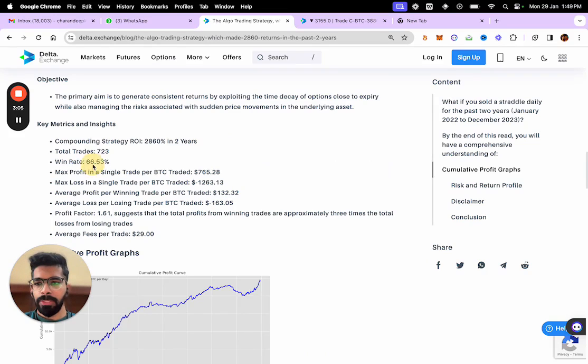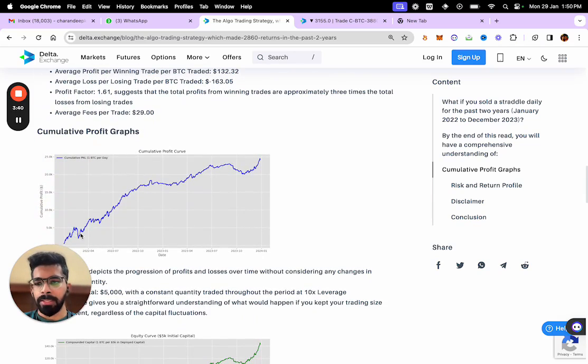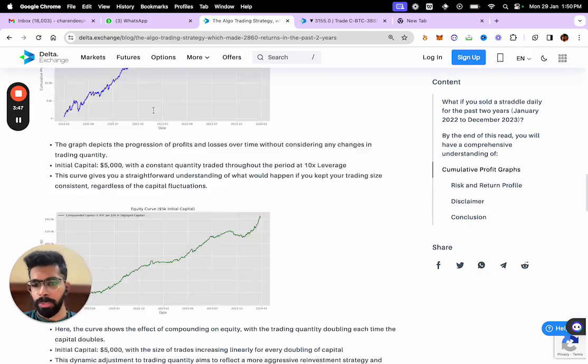The win rate of this strategy is 66.5%. That is roughly in every three trades, it wins in two trades. The maximum profit per single trade per BTC is $765. The maximum loss in single trade per BTC is $12,163. And here are the average profit and the average loss numbers, along with the profit factor of 1.61, which suggests that the total profit from winning trades is approximately three times the total losses from the losing trades. Also, this backtest and this equity curve takes into account fees also. The average fees per trade is $29.